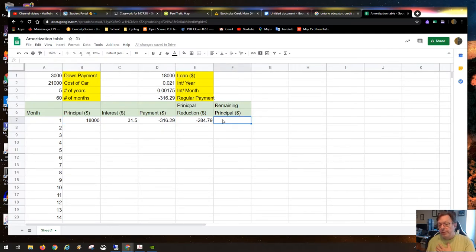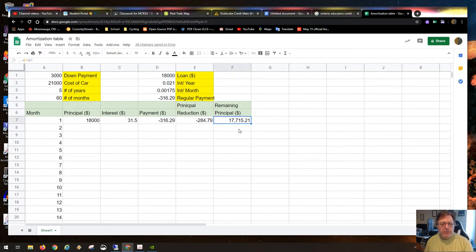So that should be reflected in this column. In other words, the principal that's left over, which is a sum of this plus this. Remember, we have a negative number. We're adding a negative, so it means really the principal minus the principal reduction. But since it's already negative, we're just going to add it. So equals B7 minus principal reduction E7. We get 18,284. Hold on, I subtracted. Dumb mistake, sorry. There we go, done.